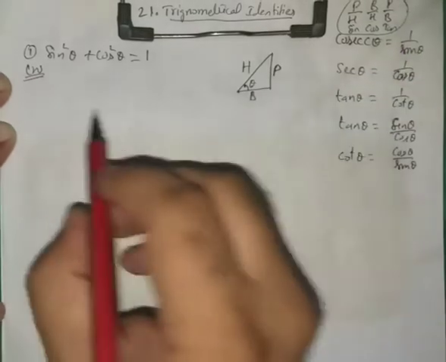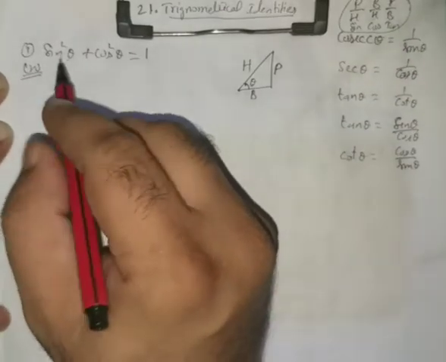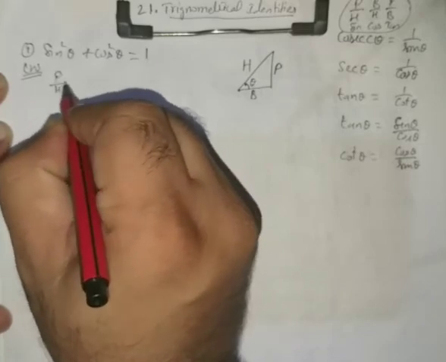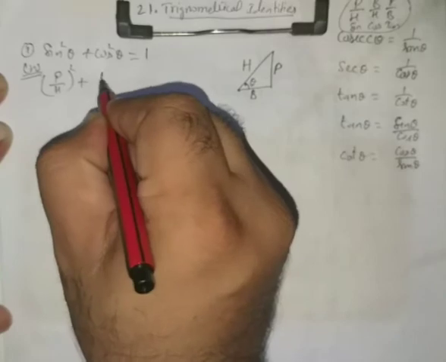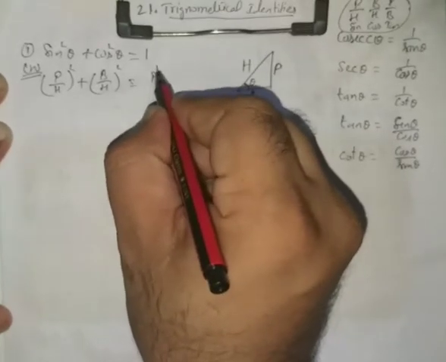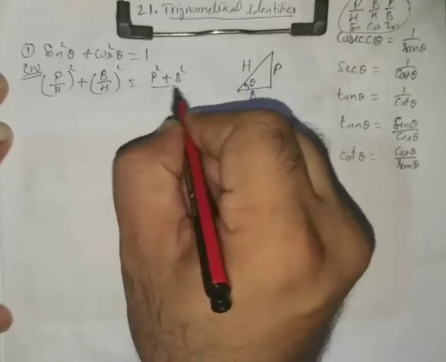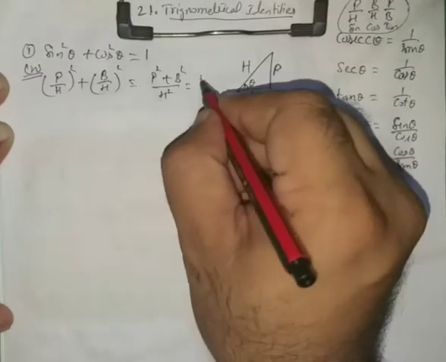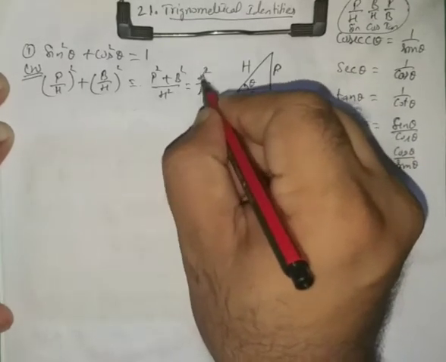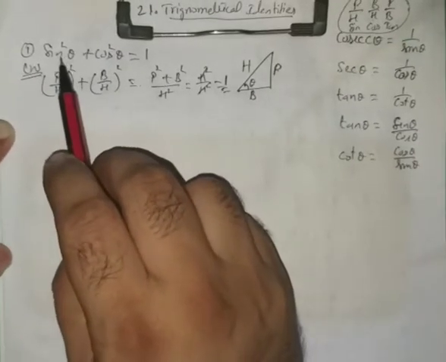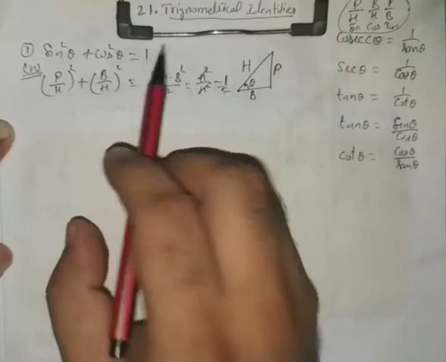So by using this, we know that sin theta is the ratio of perpendicular to the hypotenuse. So I'm starting with the left hand side. So P over H whole square plus base over hypotenuse, B over H whole square. So this can be written, by taking LCM, as P square plus B square over H square. By using the Pythagoras theorem, P square plus B square is equal to H square. So H square over H square is equal to 1. Therefore, in any right angle triangle, sin square theta plus cos square theta is equal to 1. So this is the first identity that can be used.